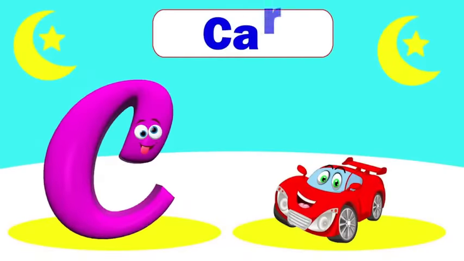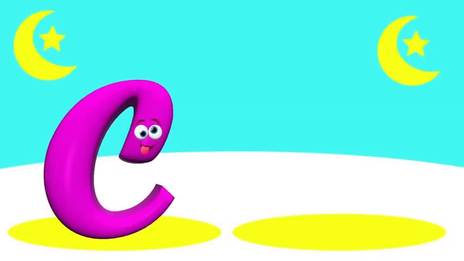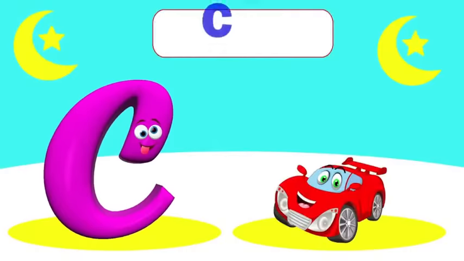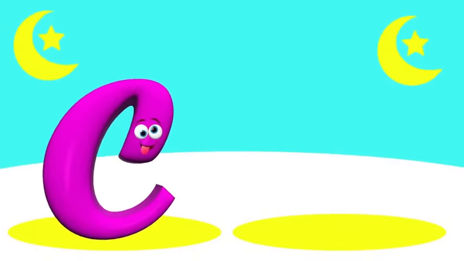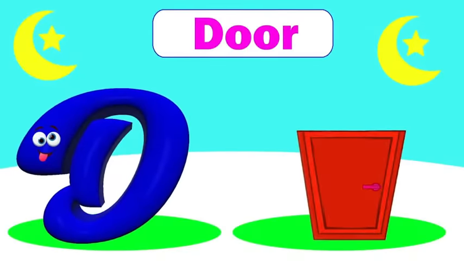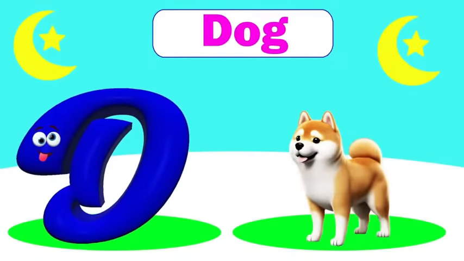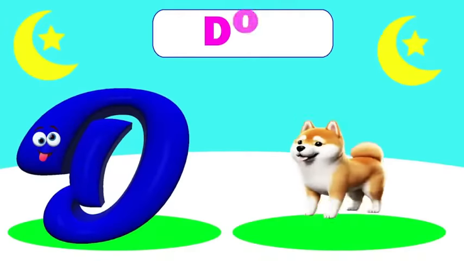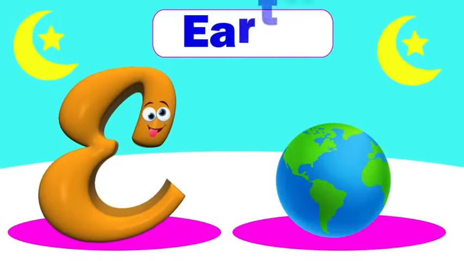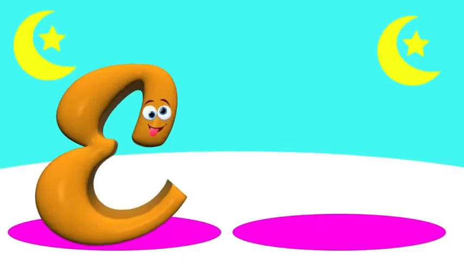C is for car. C is for cloud. D is for door. D is for dog. E is for eggs. E is for earth.